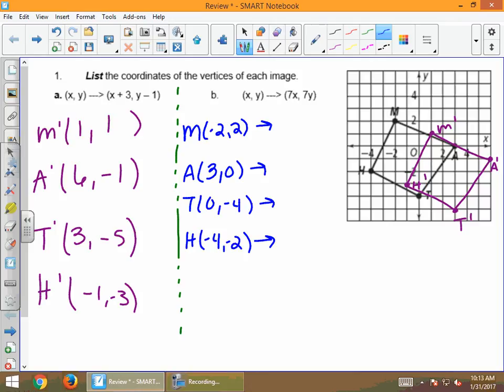Okay? And again, all we're doing is multiplying your x and y values by 7. So you're going to get a new point. You're going to get M prime. You're going to get A prime, T prime, and H prime. You're going to make sure you label as well. Labeling is important.